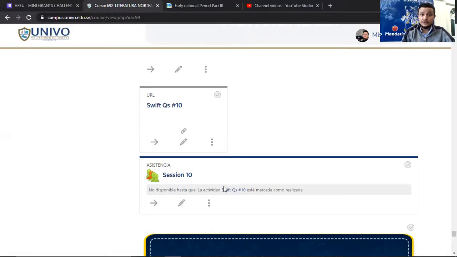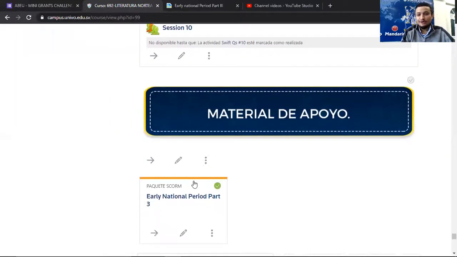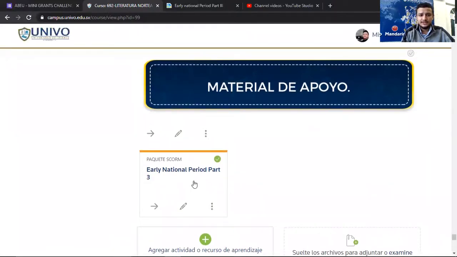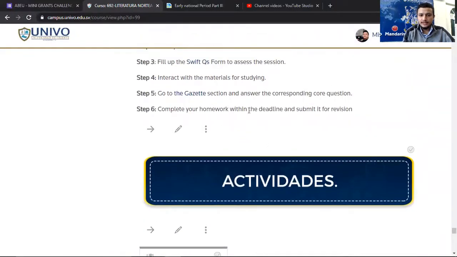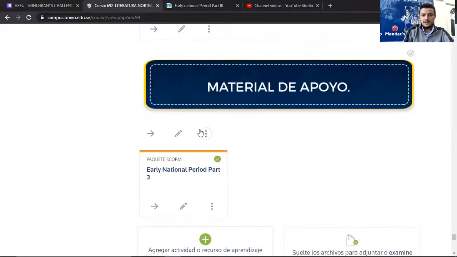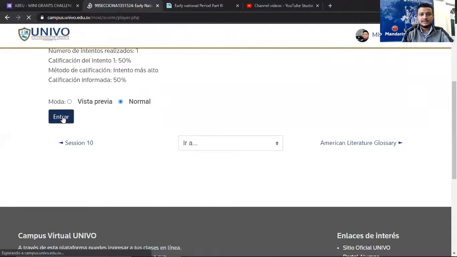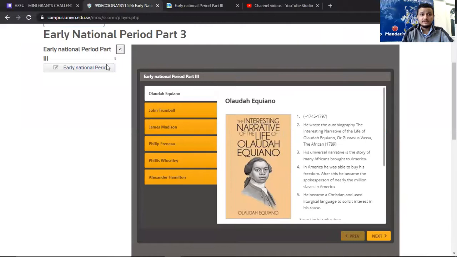In order to do that, the first thing that you have to do is this, and then you have to mark attendance. So that should be the order. Hopefully you follow the order. And then you have the early national period part 3, that is the material. You're going to have the recording once they are ready in here, and then you have to click in here, and then click on entrar, and then you have the presentation, which is going to be the same as this one.